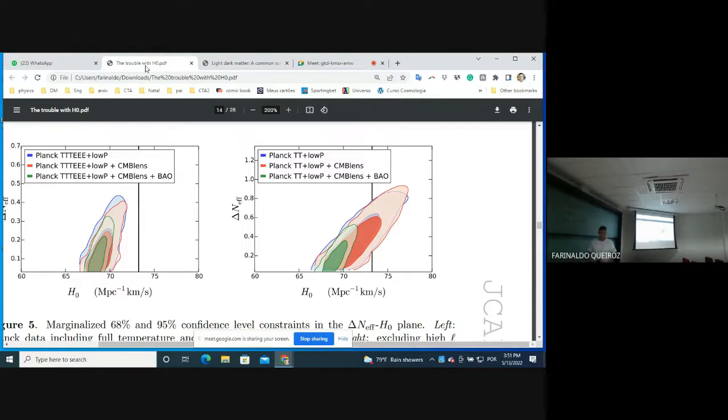Matter radiation equality. What is this? It's when the amount of matter in the universe is exactly the same as the amount of radiation. It's not amount, it's the energy density. The energy density of radiation and matter were the same value. That's what this is.